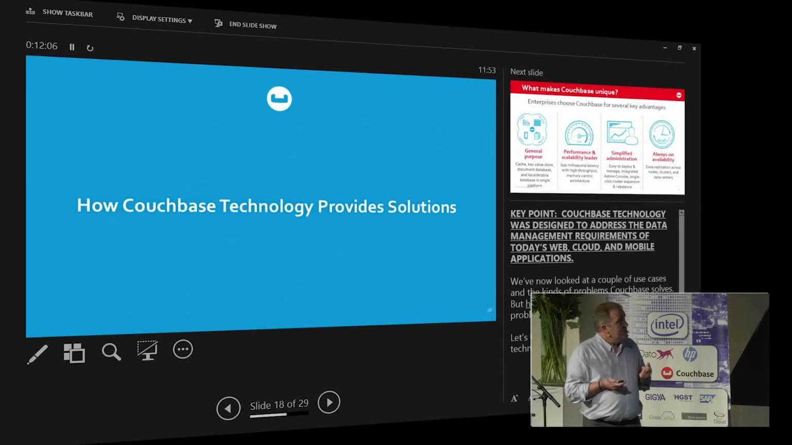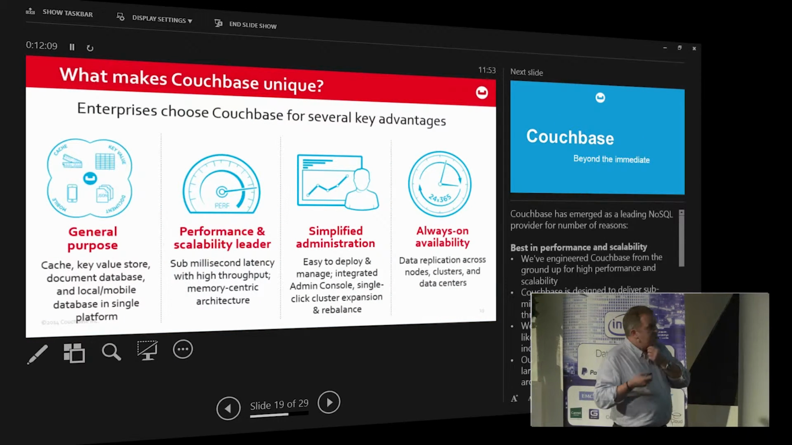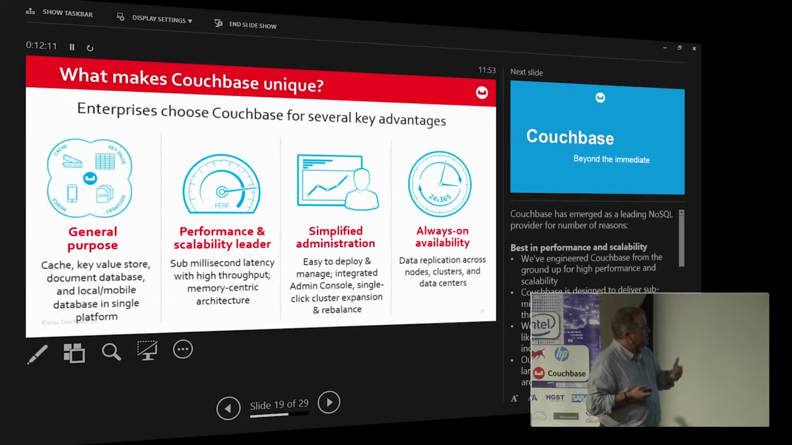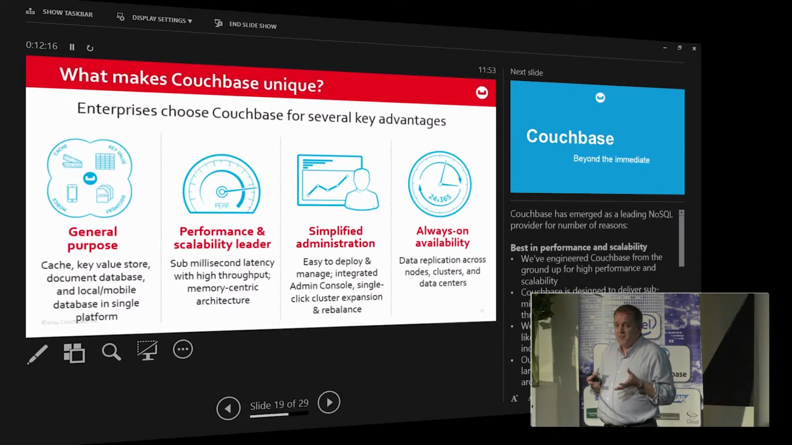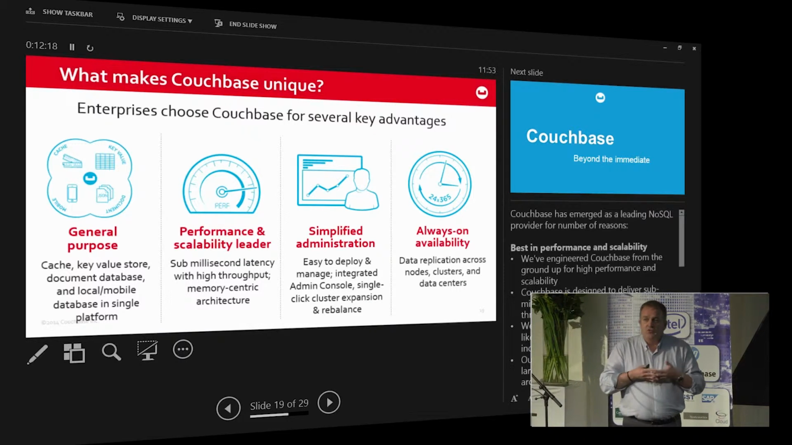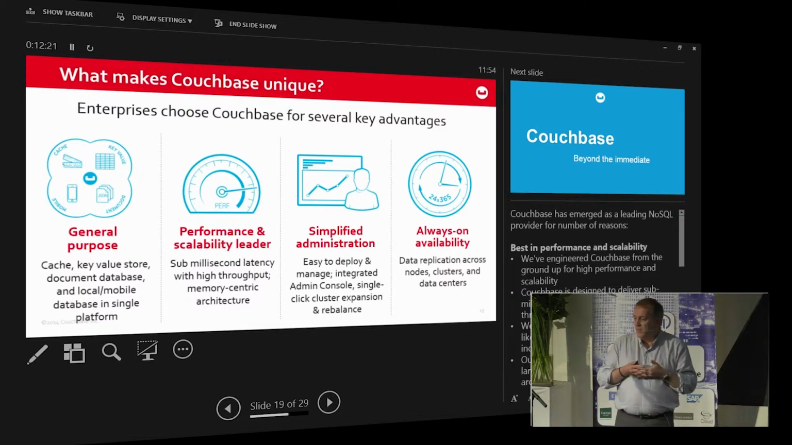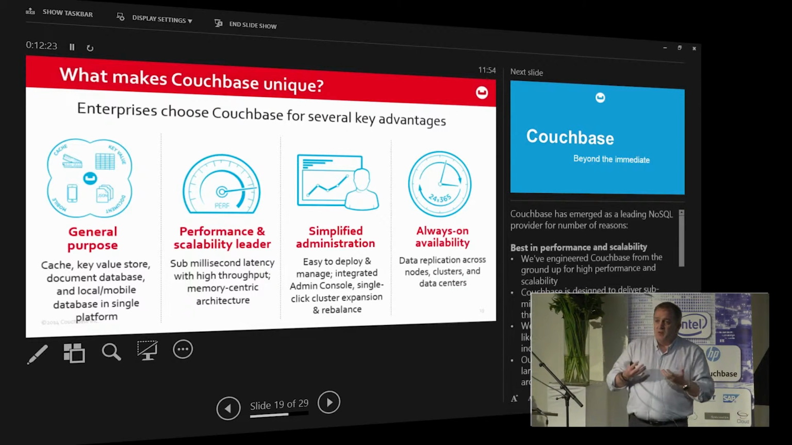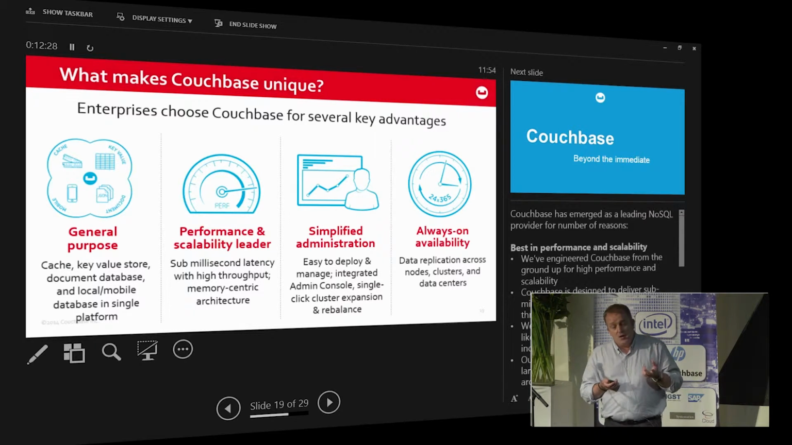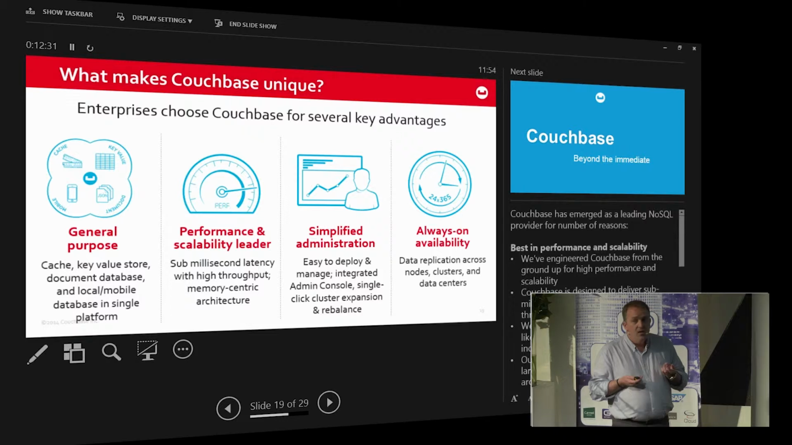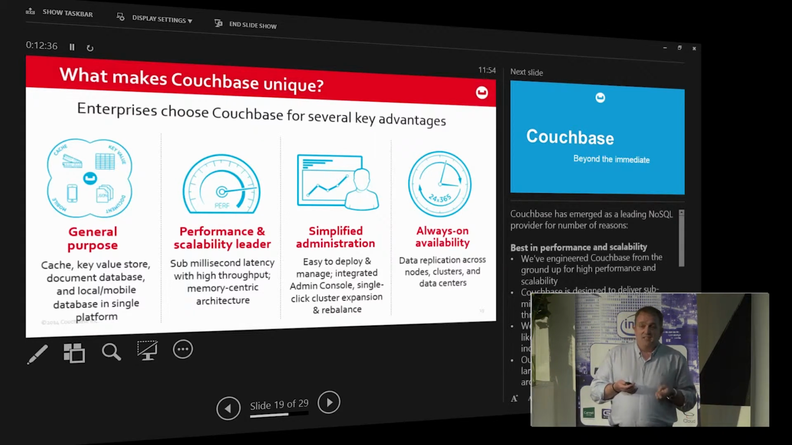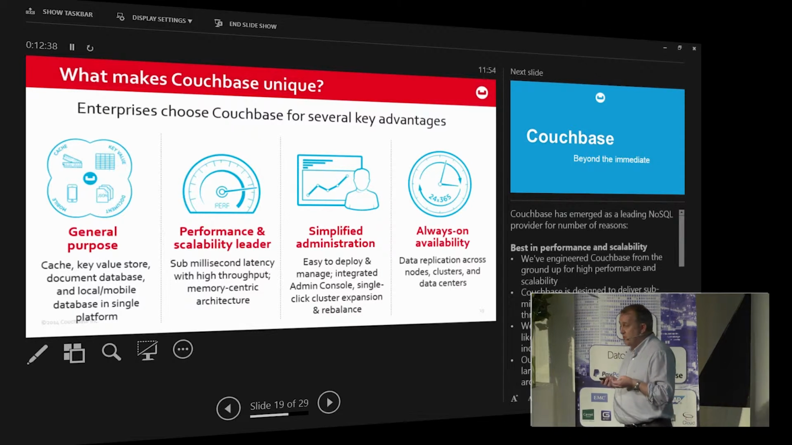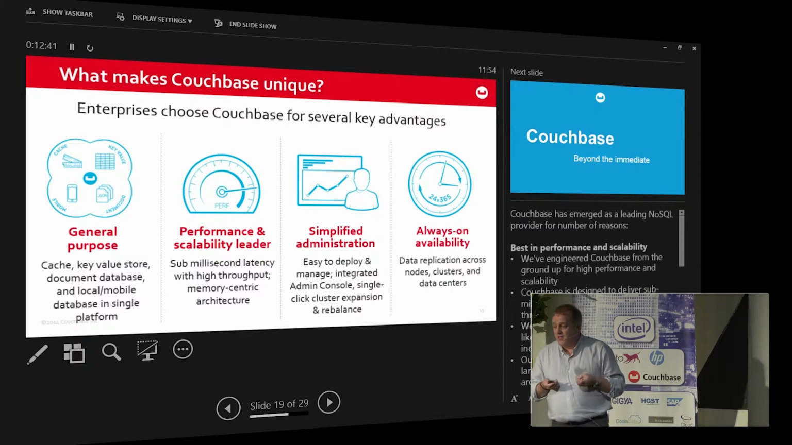So how do we provide these solutions? We're a general purpose database, as I said earlier: cache, key value store, document database, and we have local and mobile database on a single platform. These are actually converging closer and closer as part of our roadmap. We are the performance and scalability leader out there. So if you look at any of the benchmarks, any of the honest benchmarks, which are few and far between, you'll actually find that Couchbase is the most performant NoSQL database out there, and it scales. I've been involved in other NoSQL databases before that don't scale.